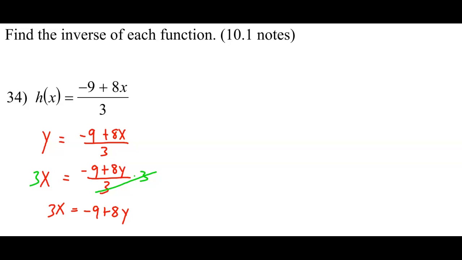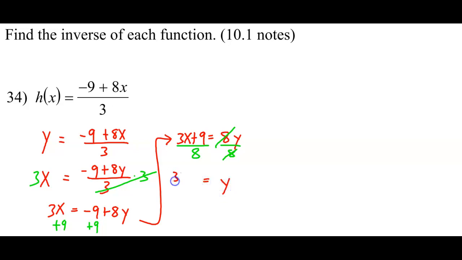Next, I'm going to go ahead and add 9 on both sides. And then finally, I'm going to divide both sides by 8, canceling out the 8 there on the right side. And so I end up with y equals 3x plus 9 over 8. Now technically the last step is to replace the y with an h again. But since this is an inverse function, we put a little -1 there. And there's our final answer.